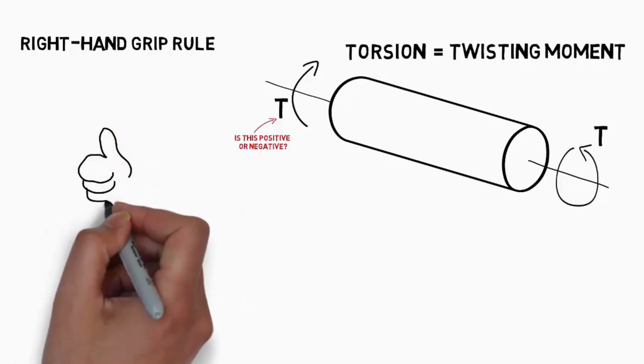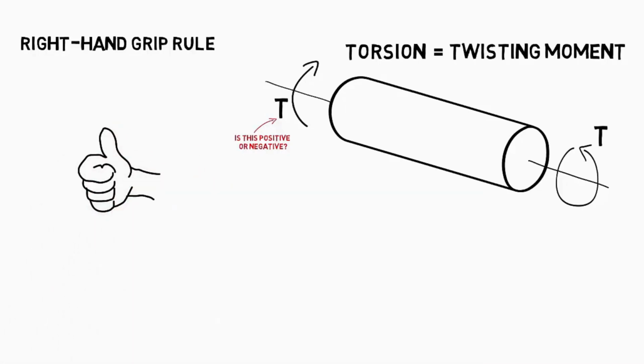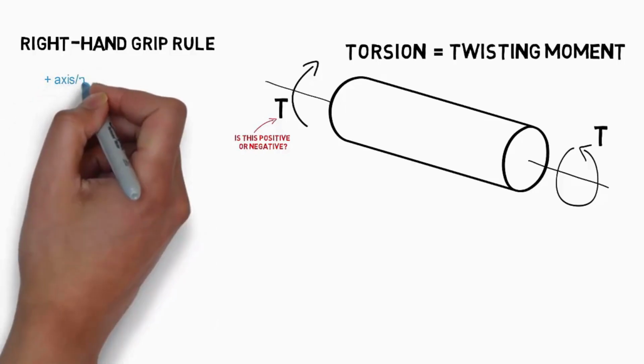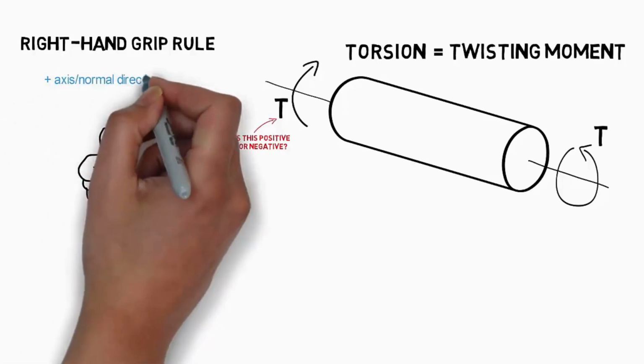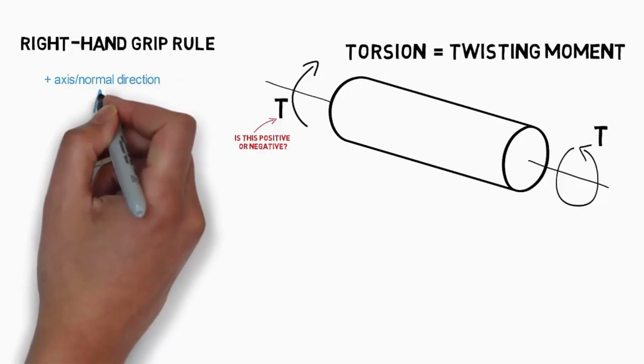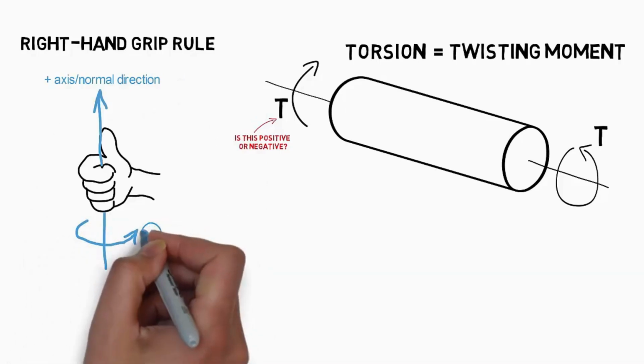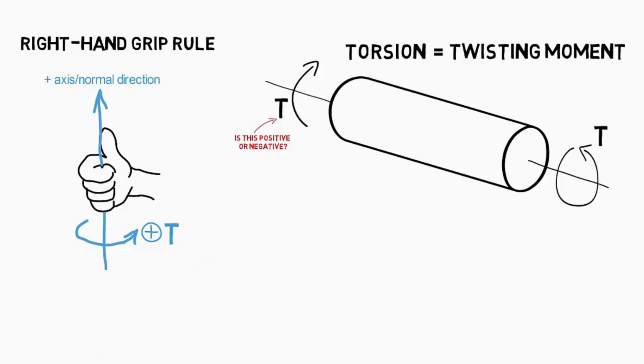Taking your right hand in a gripped thumbs-up position, align your thumb with the axis of the shaft, with the tip of your thumb pointing in the outward normal direction of the shaft section. With this alignment complete, your grip fingers point in the direction of a positive torsional moment.